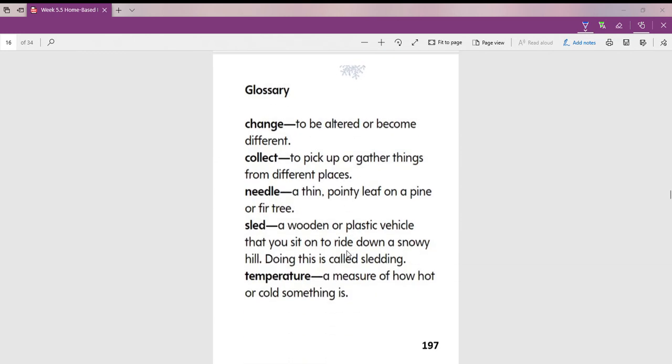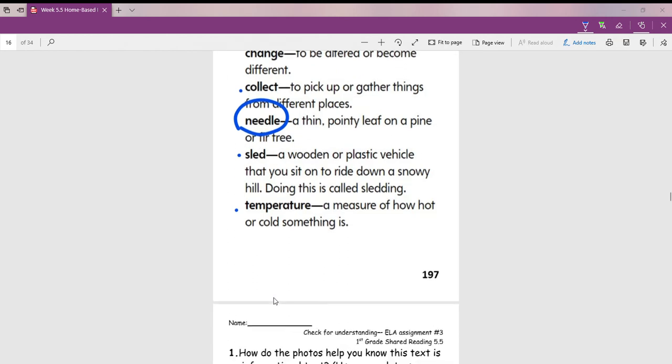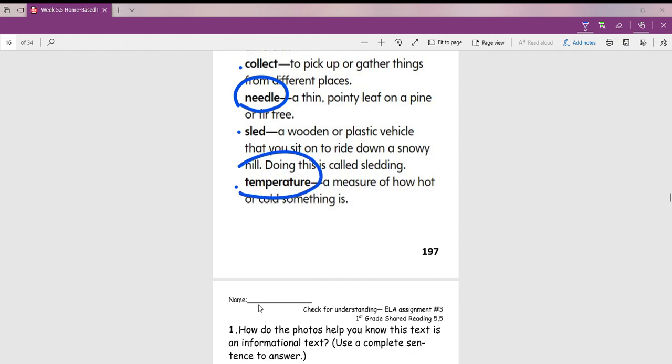And then here, boys and girls, we have a glossary. The glossary gives us words. Here we have how many words? 1, 2, 3, 4, 5 words. And then it tells us what that word means. Remember we saw the word needle? Let's look for the word needle. Here it is. A thin, pointy leaf on a pine or fir tree. Look at that. It even tells you what temperature means. A measure of how hot or cold something is.